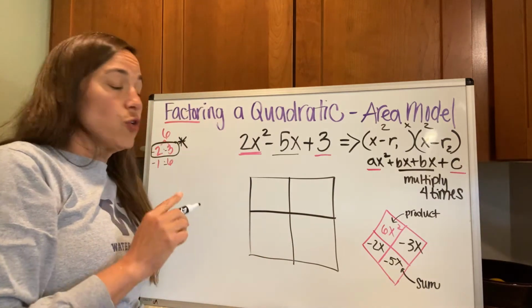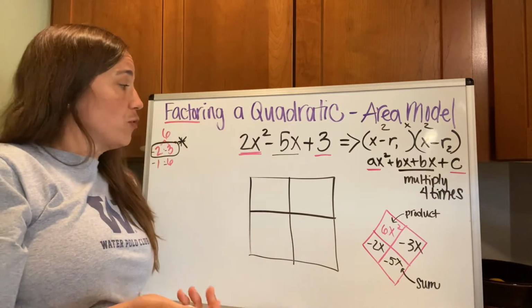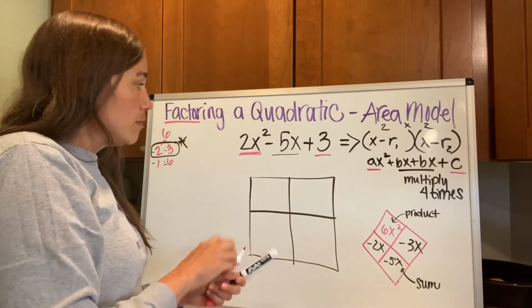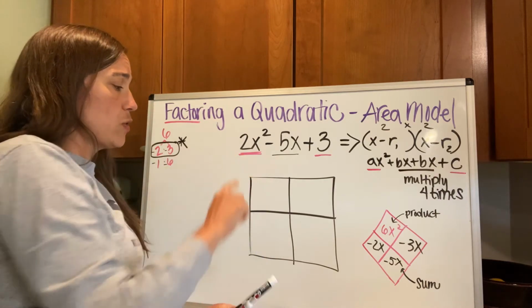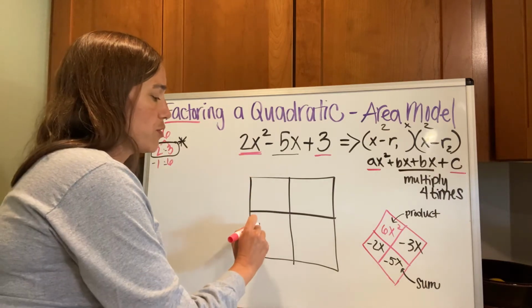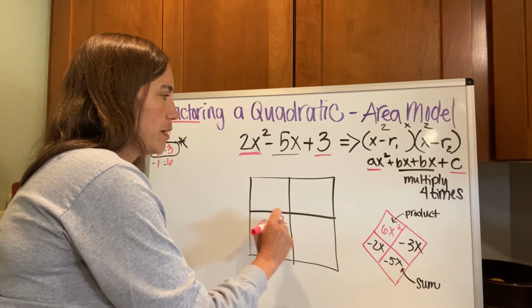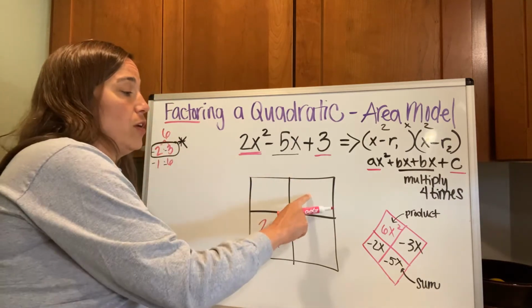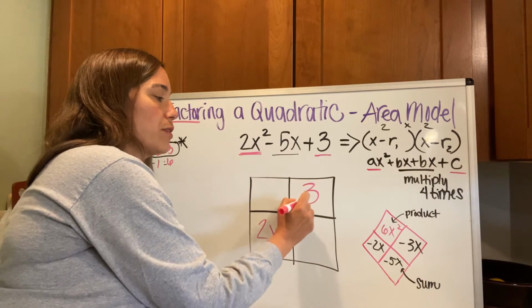If you were using the area model before, typically our ax squared goes in this lower left-hand corner. So I'm going to write 2x squared. And then our c term goes up here in this upper right-hand corner.